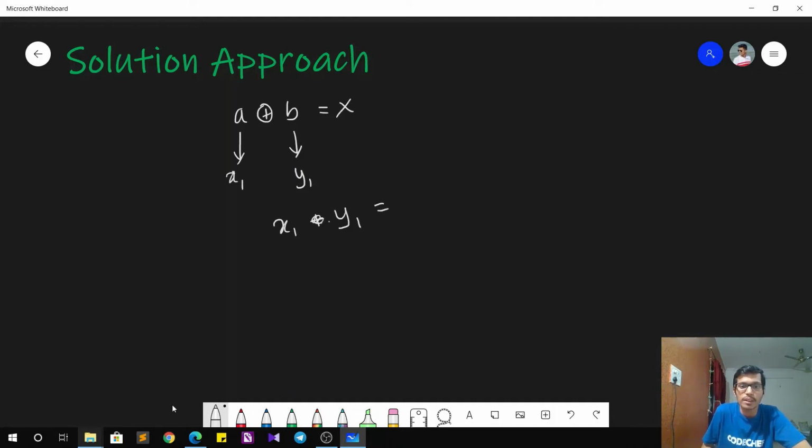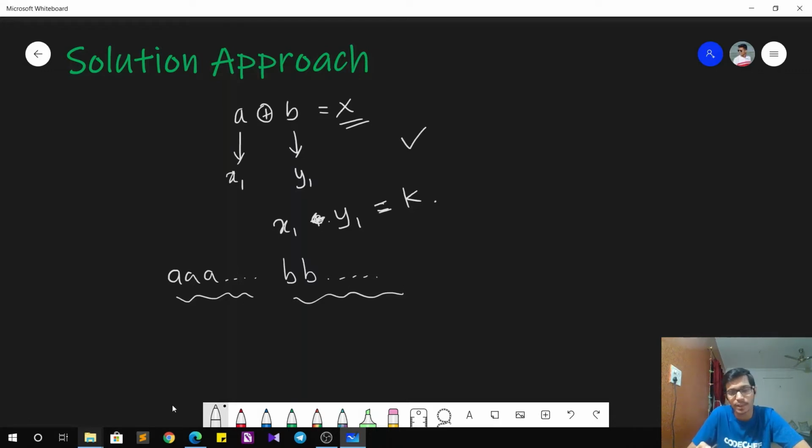into y1 is equal to k. How will this sequence look? The sequence will look something like this: a will occur x1 number of times and then b will occur y1 number of times. But what will be the total number of pairs having XOR x? A XOR A will be 0, B XOR B will be 0. The only XOR that remains is A XOR B, and that we know equals x. So the total number of pairs will be the number of A's into the number of B's, that is x1 into y1. And if this number is equal to k, then our condition given in the question is satisfied.